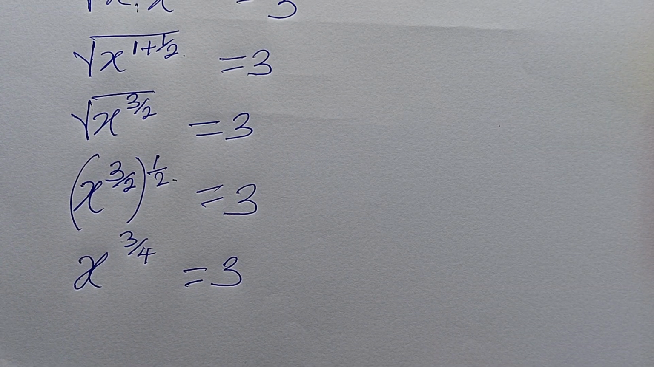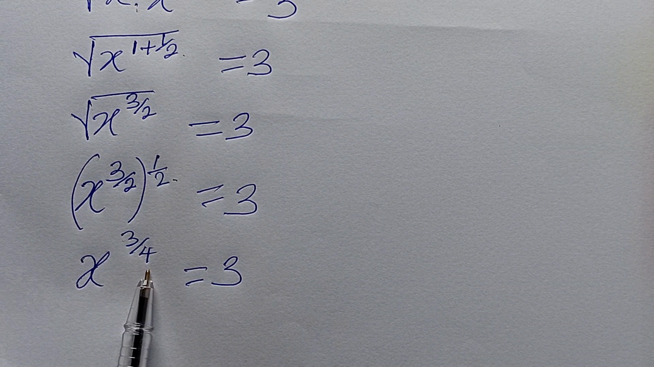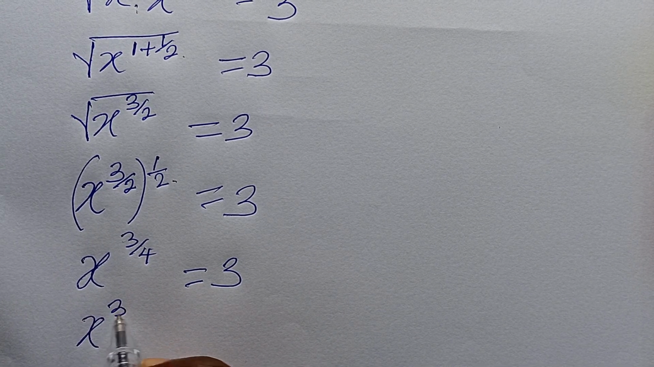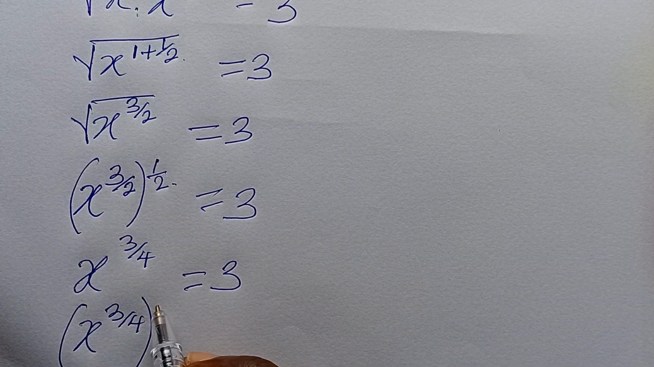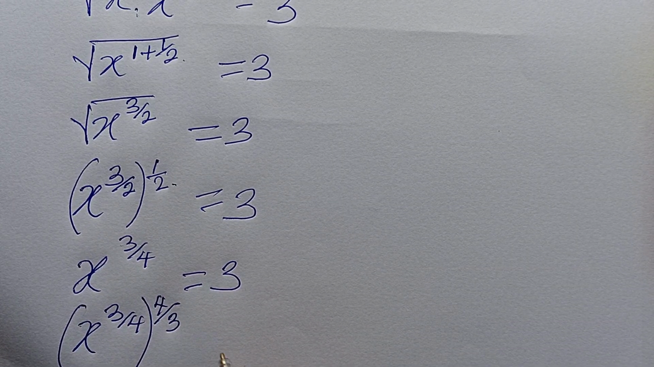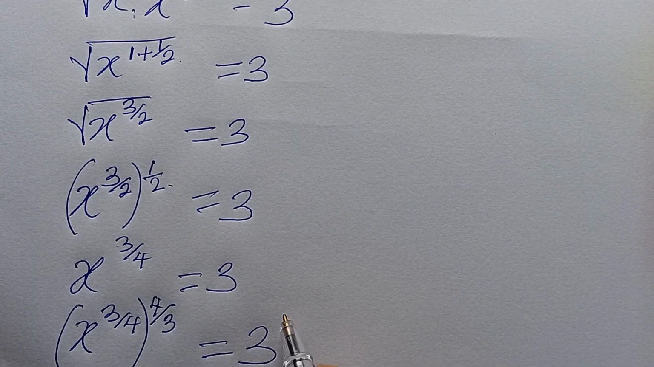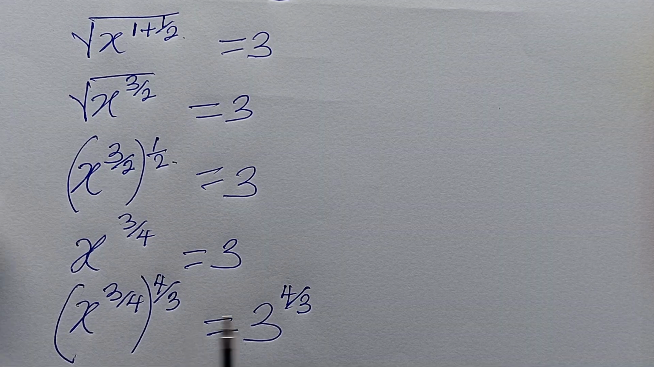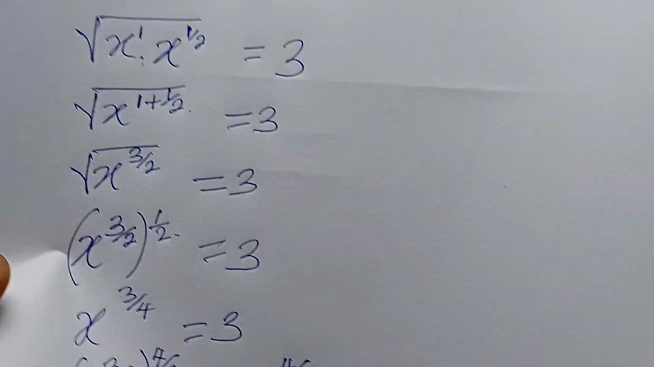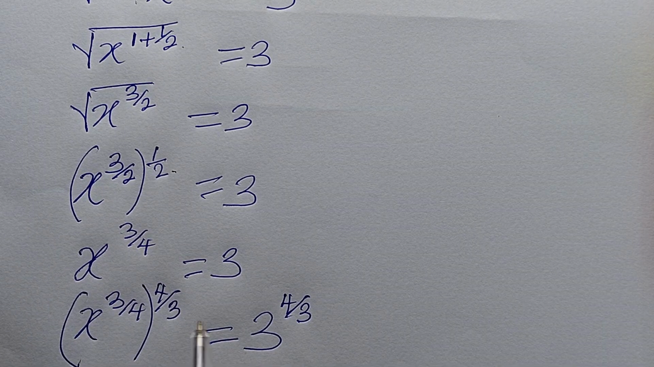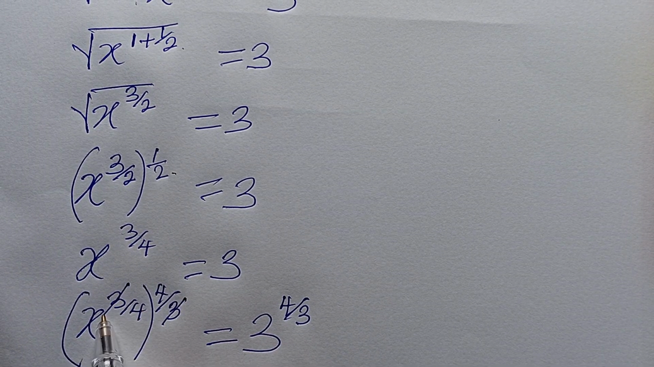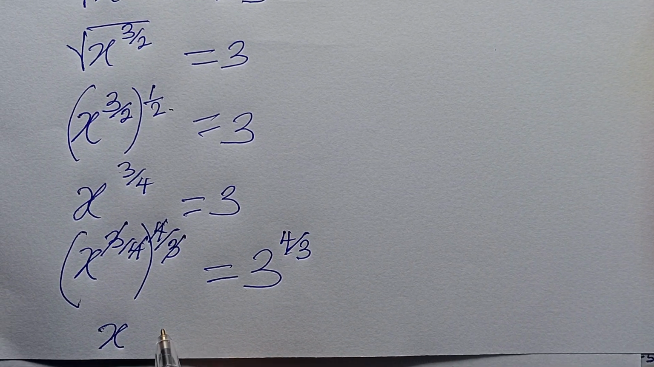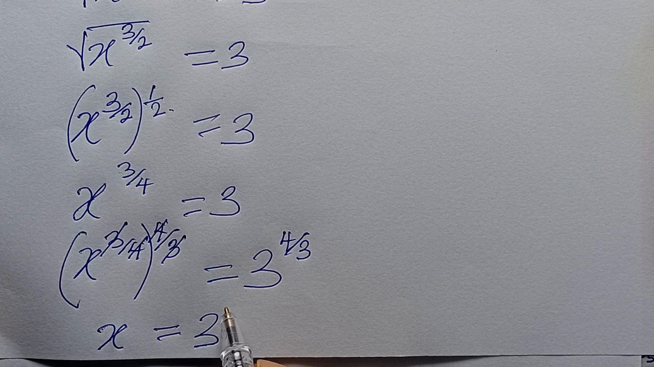And so what we do, we raise both sides to the power of 4 all over 3. And so this is going to give us x to the power of 3 all over 4, raised to the power of 4 all over 3. We equally raise 3 to the power of 4 all over 3. Good. So we apply this same law of indices again to this part of the equation. So we are now left with x equal to 3 to the power of 4 all over 3.